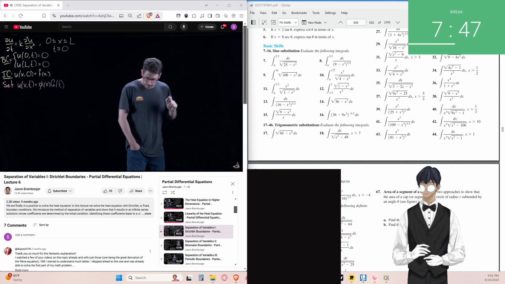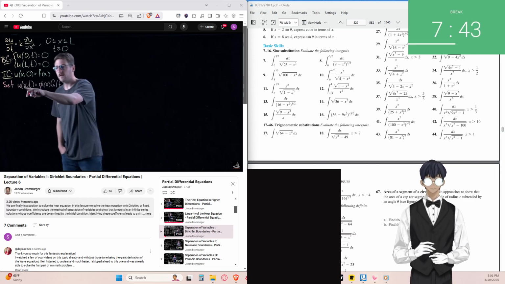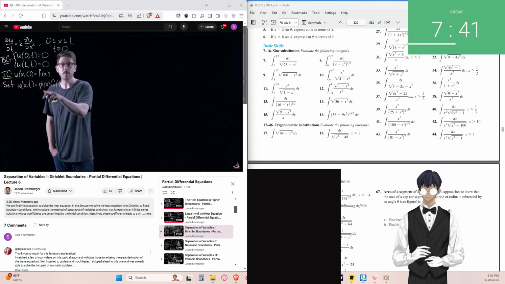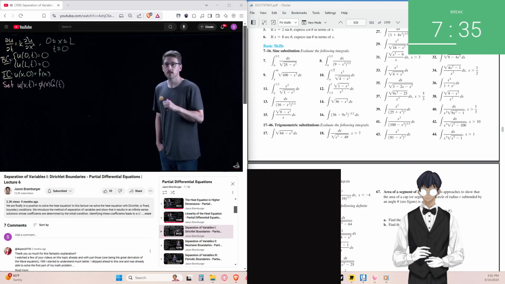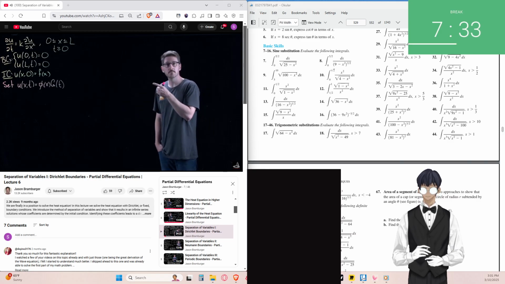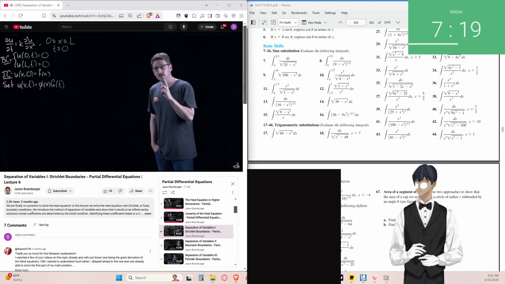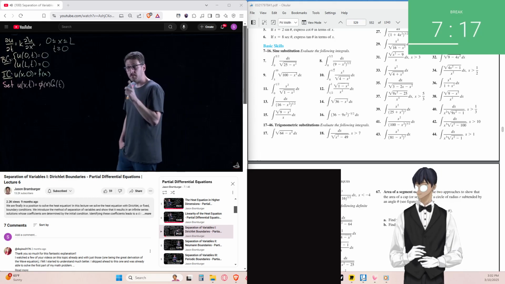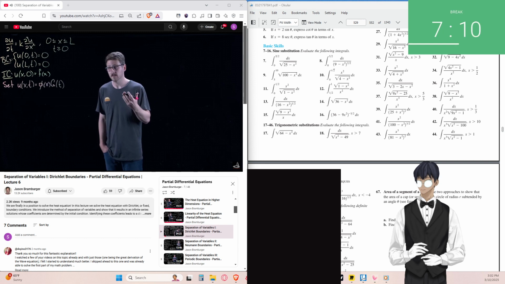Now, this means that I am going to search for solutions that are functions of x and t that can be separated out. It's a function of x multiplied by a function of t. One time while I was teaching this class, somebody asked me, is it possible that you are missing other solutions? Now the answer to that actually turns out to be no, but the reasoning for it is very, very complicated, as we're going to see as we get into Fourier series.